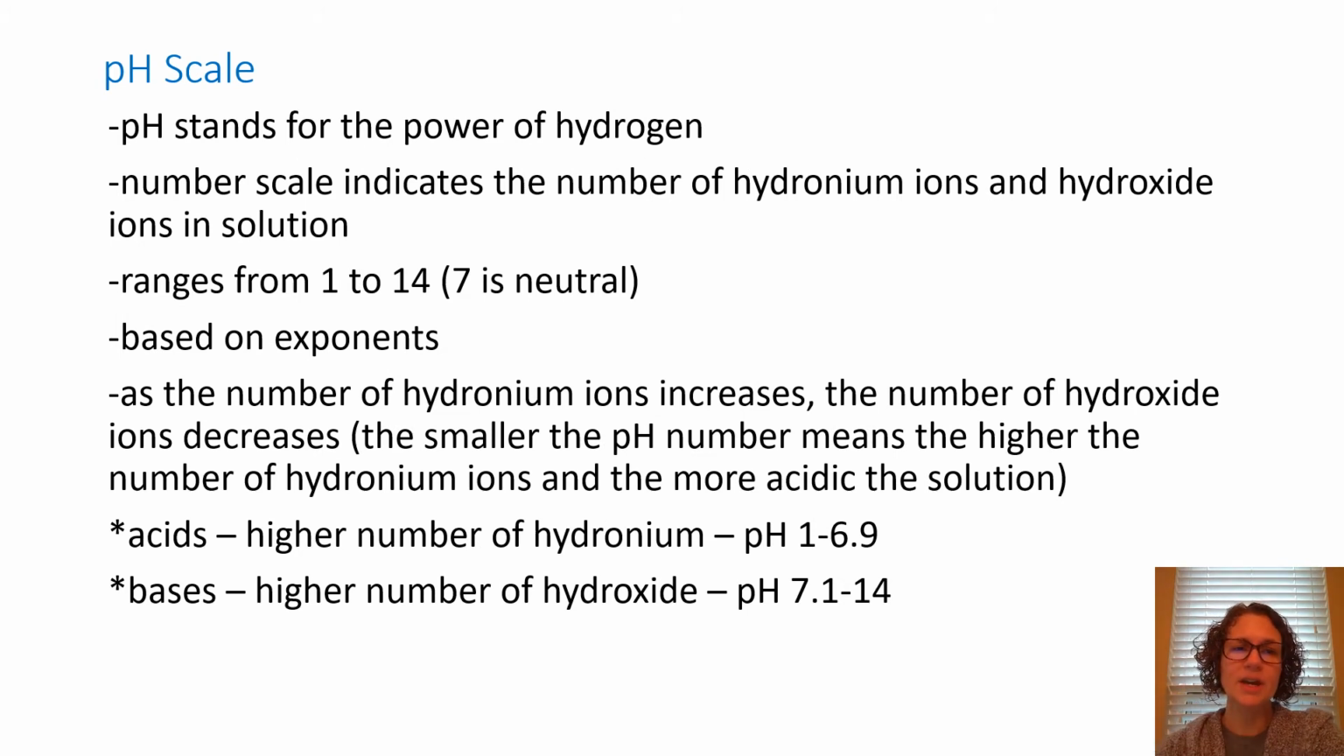Okay, so now the pH scale. Most of you have probably at least heard of pH. pH stands for the power of hydrogen. So it is a mathematical base for determining the number of hydronium and hydroxide ions that are in the solution. And it is a scale that ranges from 1 to 14. 7's right in the middle, and it is neutral at that point. Basically what that means is that the hydronium and the hydroxide are equal there. But it is based on exponents and logarithms and math, basically.